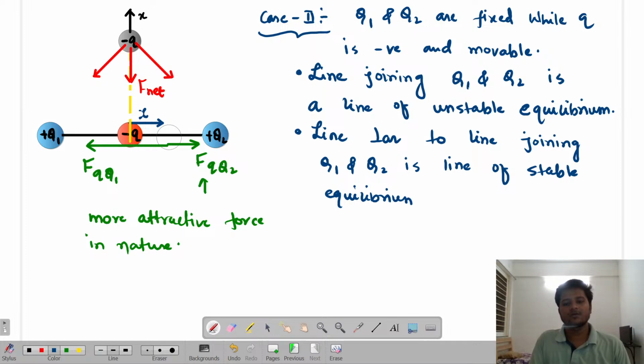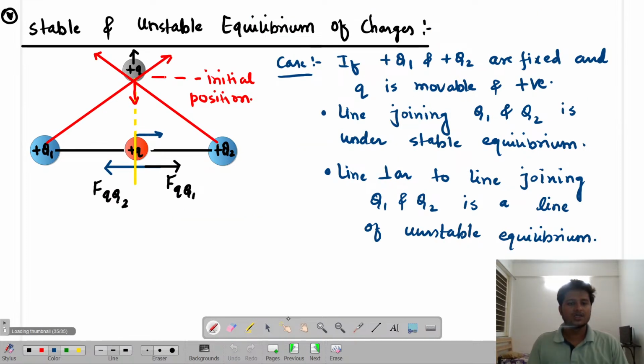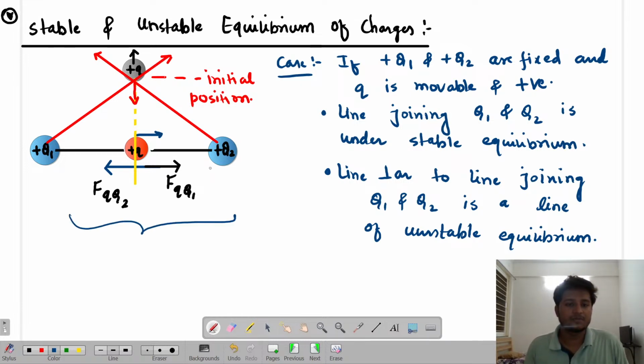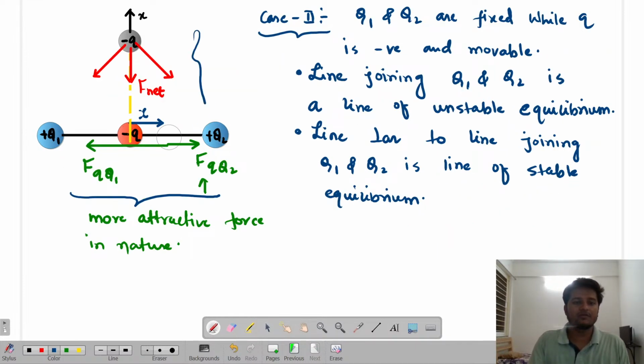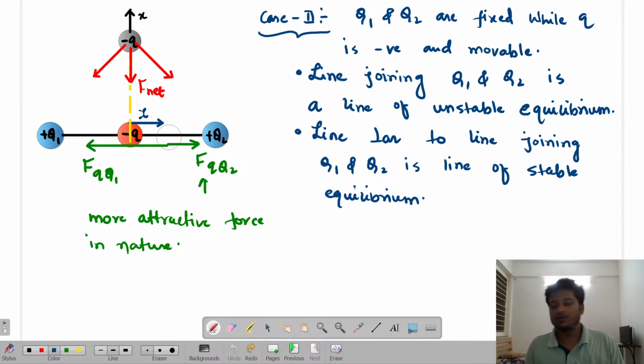So we have two different cases. First was, two charges were positive and the third one placed was also positive. Then this line was stable and this line was unstable, isn't it? Here, if two charges are positive and one is negative, then this one becomes unstable and the vertical one becomes stable. Are you able to get me or not? Is this clear? ठीक है?